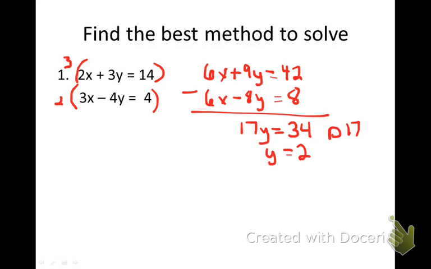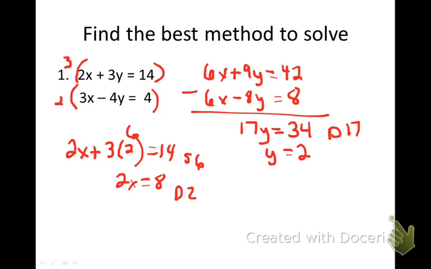I'm going to put it in the first one, so it's going to be 2x plus 3 times 2 equals 14. So this is 6, so if I subtract 6 from each side, I get 2x equals 8. Divide by 2 and I get x equals 4. So my ordered pair should be the ordered pair (4, 2).